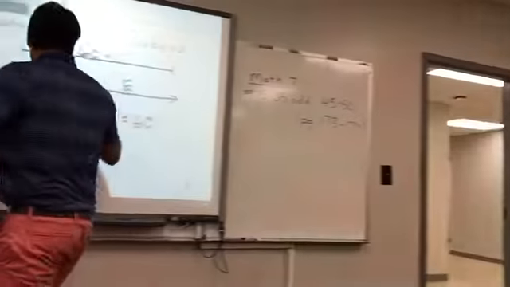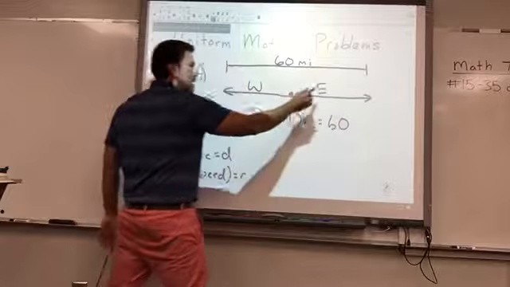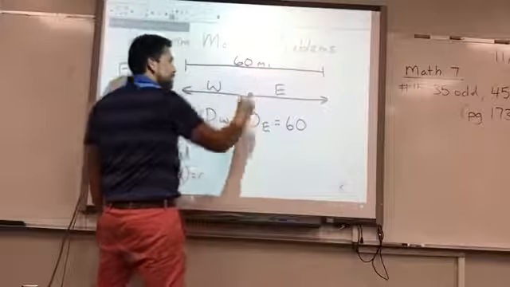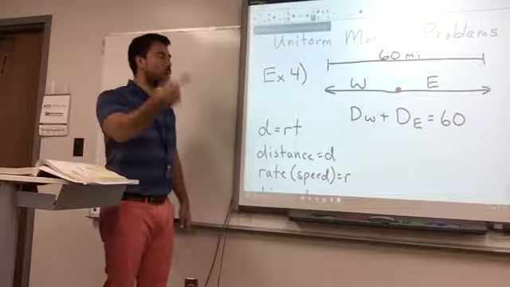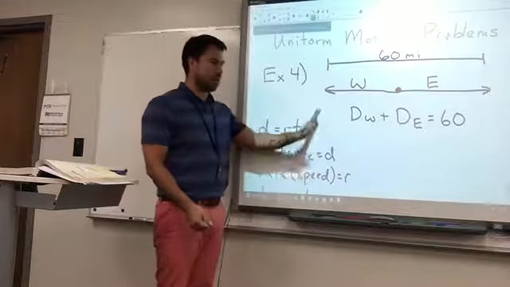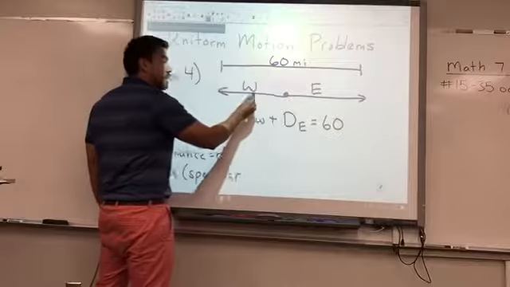Okay, so I have the route of the west, I have the route of the east, and I know that at this point right here, they're going to be 60 miles apart. Okay, and that's from the problem. And this is where I want you to get, so don't worry about this stuff, I'll introduce it in just a moment. All right, do I know how far the westbound bus went?